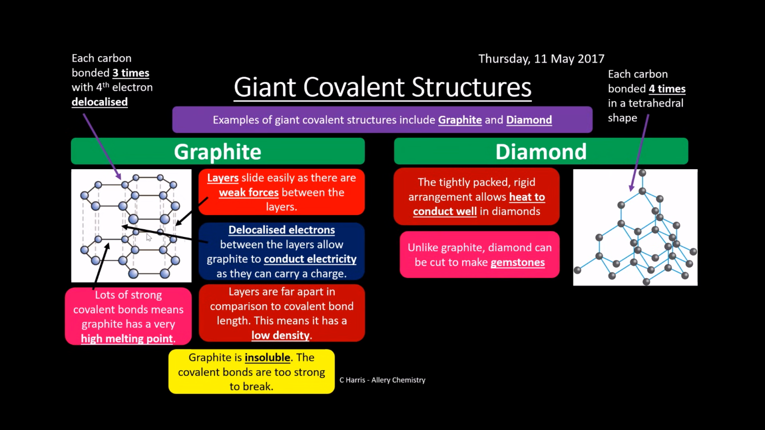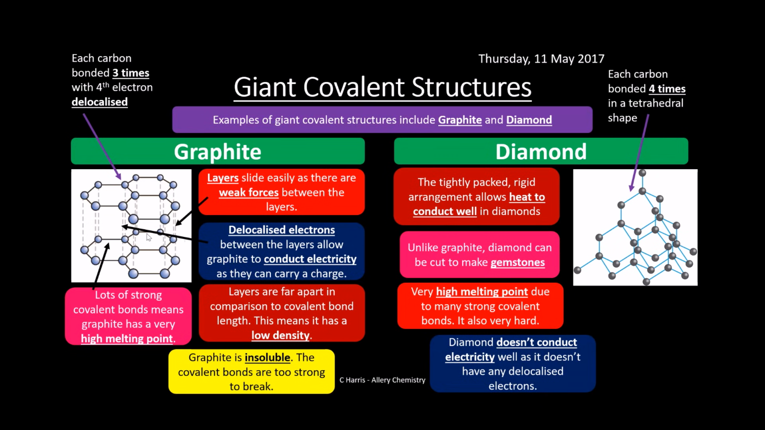Unlike graphite, diamond can be cut into gemstones, so obviously you can use it in jewelry. Very high melting point, lots of strong covalent bonds, really, really hard, really difficult to melt. Diamond doesn't conduct electricity, it doesn't have any delocalized electrons unlike graphite, and also, like graphite, it is insoluble. Same reason, loads of covalent bonds, really strong, difficult to break.